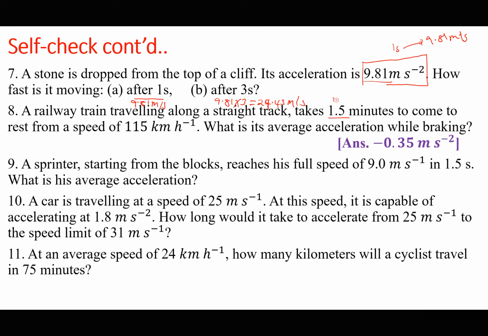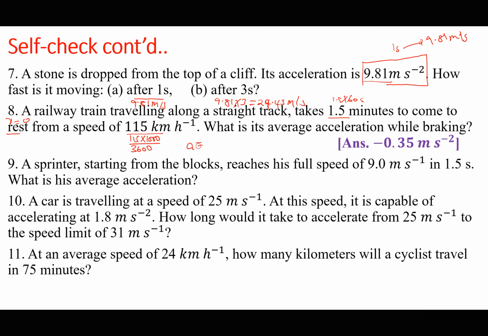So this is 1.5 times 60 to change it to seconds. From a speed of, because it is coming to rest, it means final velocity is equal to 0. From a speed of 115 kilometers per hour, so this should be changed to meters per second. So this would be 115 times 1000 divided by 3600 to change it to meters per second. What is its average acceleration while braking?